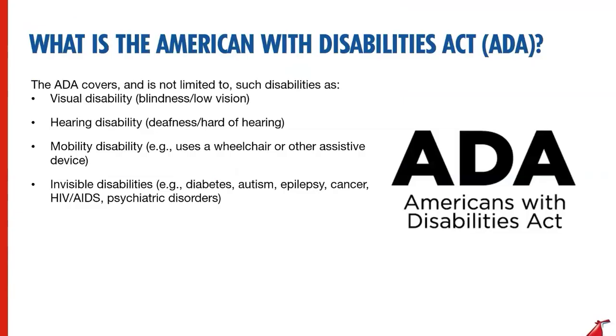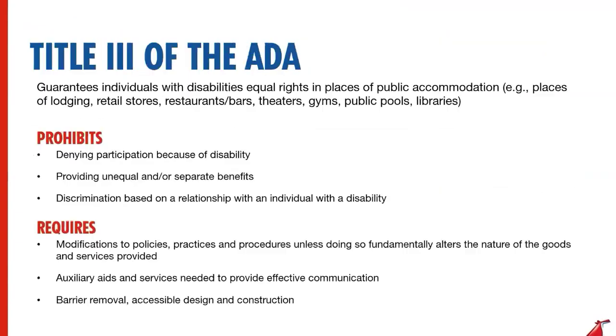The Americans with Disabilities Act was a law enacted in 1990 that required individuals with disabilities to be able to participate in all aspects of society fully and equally without discrimination. The ADA covers, and is not limited to, visual, hearing, mobile, and invisible disabilities. The ADA ensures that those with disabilities have equal rights in common areas like restaurants, retail stores, and other public accommodations. It also disallows denying or discriminating against an individual with disabilities. This act additionally requires modifications to policies whenever possible, aid and services to assist communication, along with accessible design and construction.